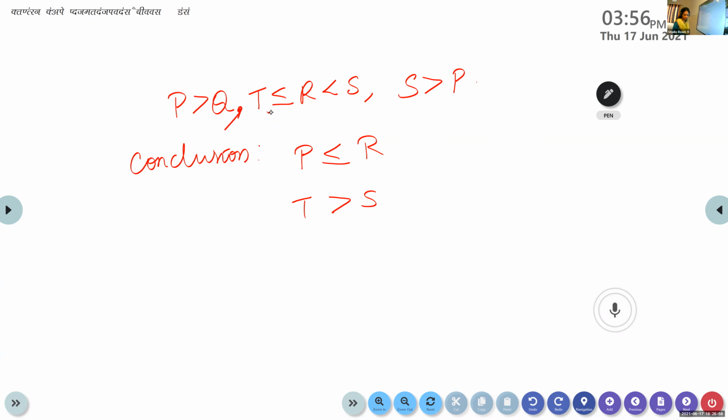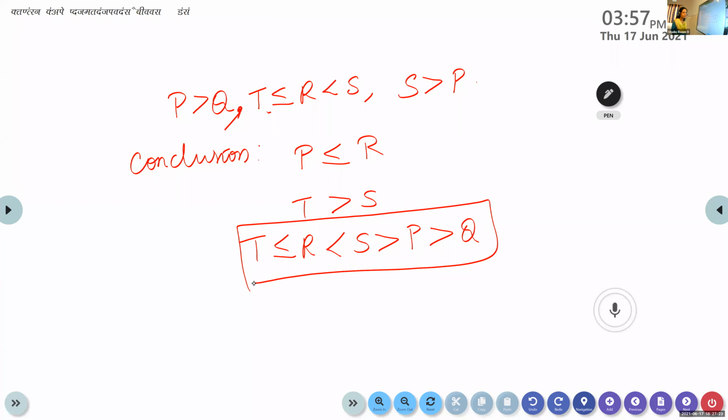So what is the conclusion you can give? So if you combine this, listen, I'm using the relations and combining. P is less than or equal to R, less than S. But what is given up? S is greater than P, P is greater than Q. Isn't it? Combining these three, can I write a single statement like this? Okay, I'm writing the middle statement first. T is less than or equal to R, less than S. What is the relation between S and P? S is greater than P. What about P and Q? P is greater than Q.